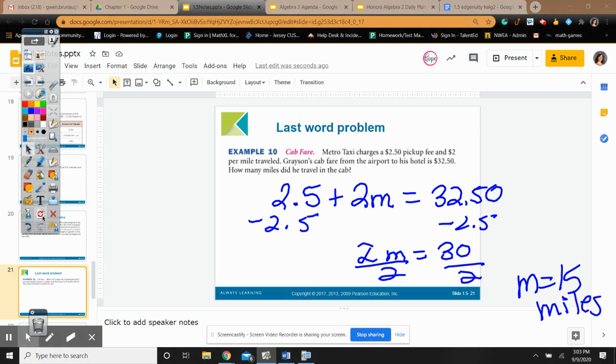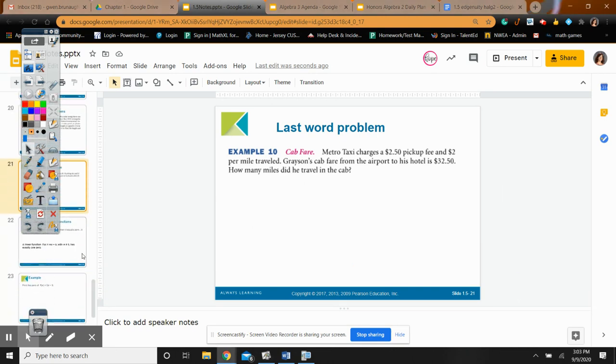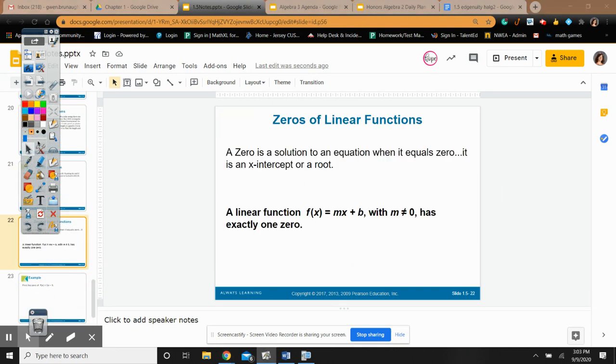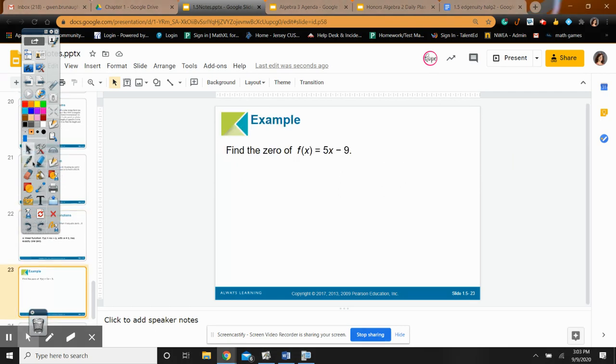Okay, enough with the word problems, you say. The last thing is this idea called a zero. A zero is another word for an equation when it's set equal to 0. It's also called an x-intercept or a root. So all lines have one x-intercept, and that's what you're looking for. Your calculator can find them if you graph them by doing second calculate zero, but they're not hard to find by hand. So if they ask you to find the zero, they just want you to set this equal to 0 and solve. You'll add 9.